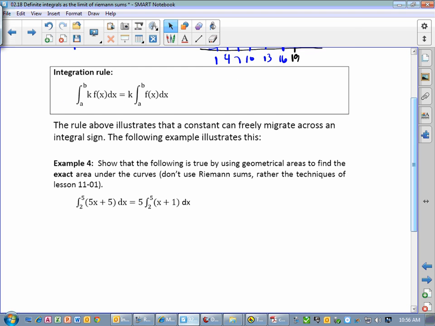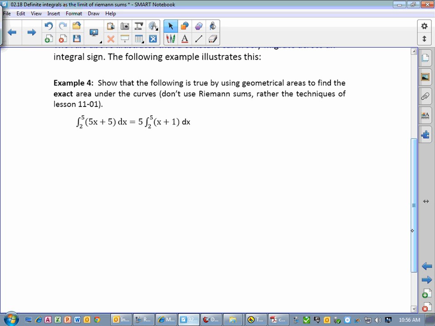Okay, so this rule basically just says, remember, if we have a constant times a function, we can pull the constant outside. So let's kind of prove this. It says, show the following is true by using geometrical areas to find the exact area under the curve. We're not going to use Riemann sums. We're going to go back and do actual geometric areas.